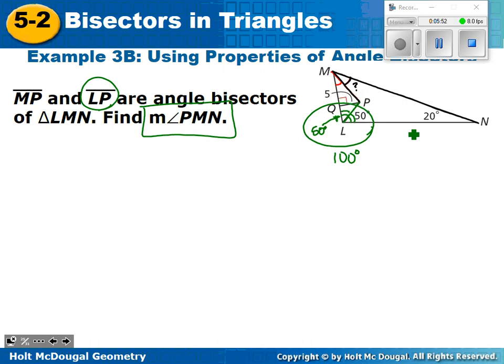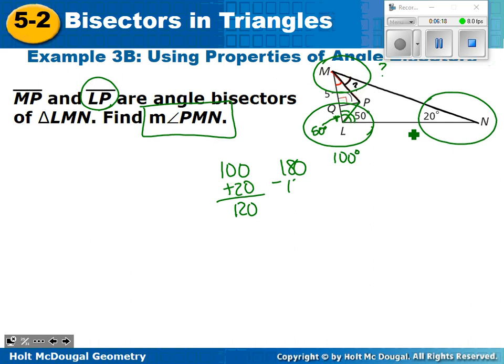And we also know that angle N is 20 degrees in the triangle. And what do we know about all three angles in the big triangle? They have to add to be 180. So could we find the measure of the big angle M? Okay, so if this is 100 and this is 20, what would this big angle have to be? 60, because we have 100 plus 20 is 120, and then 180 minus 120 is 60.